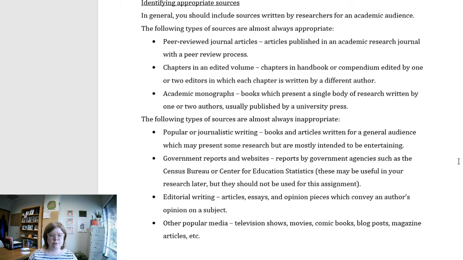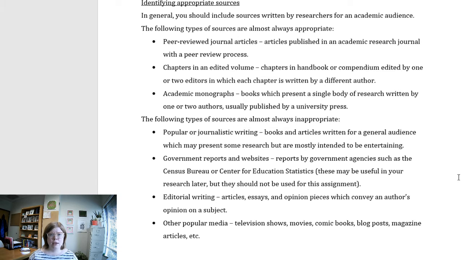Finally, I've included some types of resources that are almost always inappropriate. These are sources that students frequently include that I really don't want to see in this assignment, not because they never have any value. There are ways you can use sources like this, but they're not considered appropriate academic research. And this includes popular or journalistic writing. So books and articles written for a general audience, which may present some research, but are mostly intended to be entertaining. So a New York Times article or a New Yorker article or a US News and World Report article would not be appropriate.